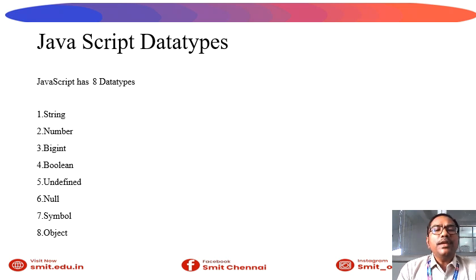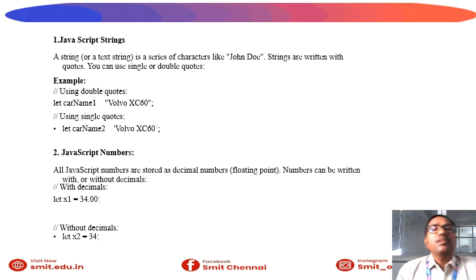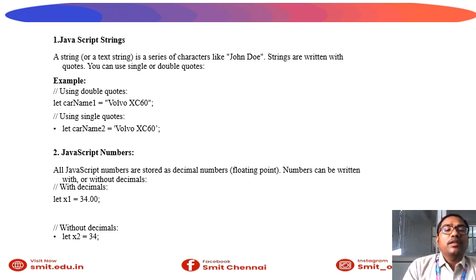So next we'll see about JavaScript data types. There are totally 8 data types in JavaScript, that is string, number, BigInt, boolean, undefined, null, symbol and object. So first we'll see about strings. A string is a series of characters, for example John Doe, and they are written with quotes. You can use either single or double quotes. Now in the example you can see here, let carName equal to, within the double quotes, Volvo XC60. So here the variable is carName, and it is given the corresponding value also.